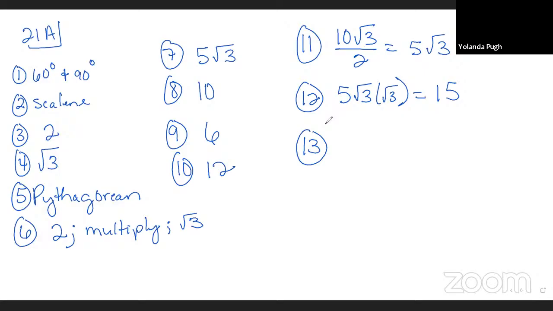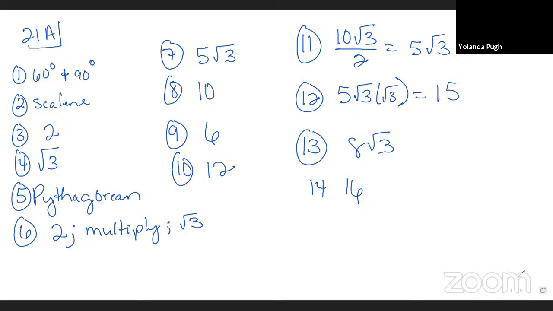Here we've been given the short side in number 13. That means that our long side is going to be 8 times the square root of 3. And our hypotenuse is going to be 8 times 2, which is 16.